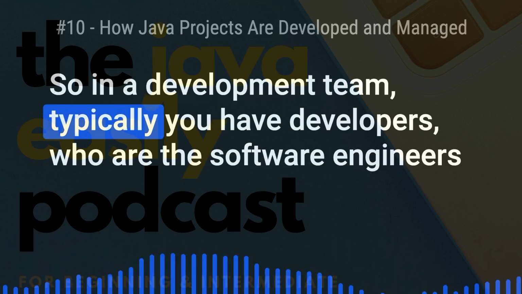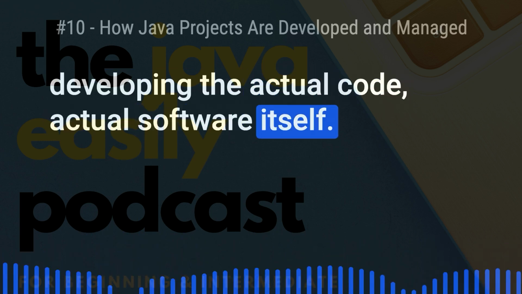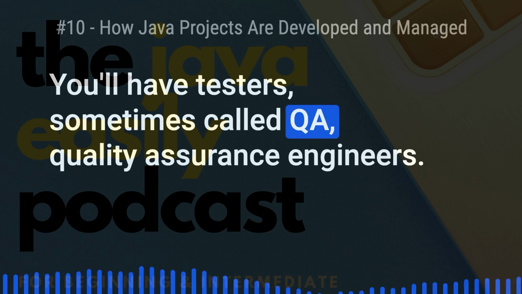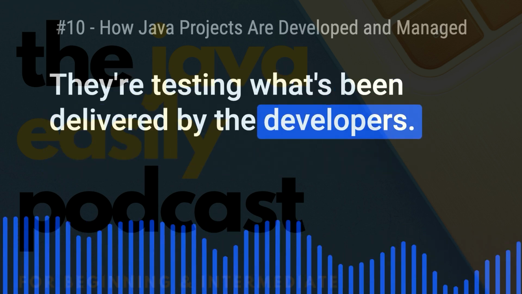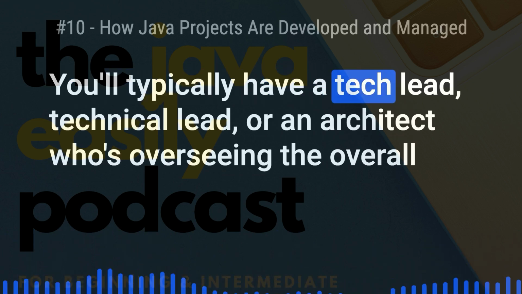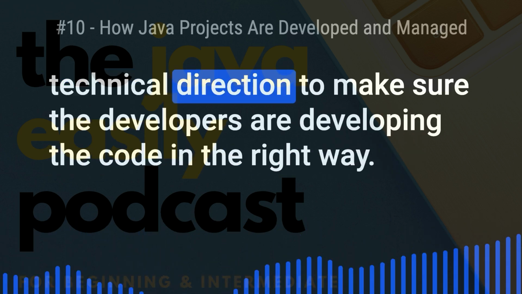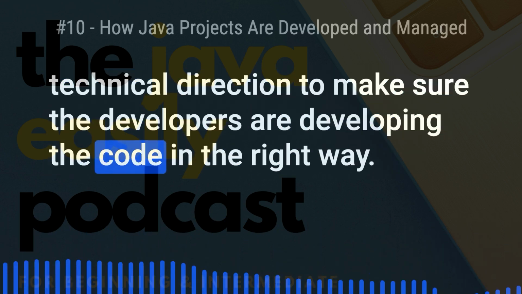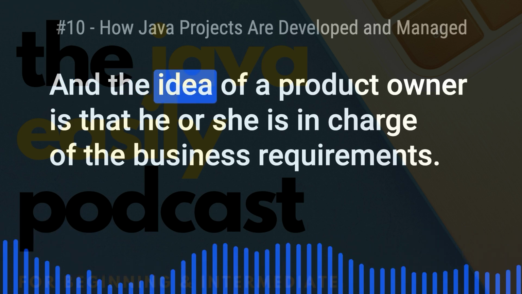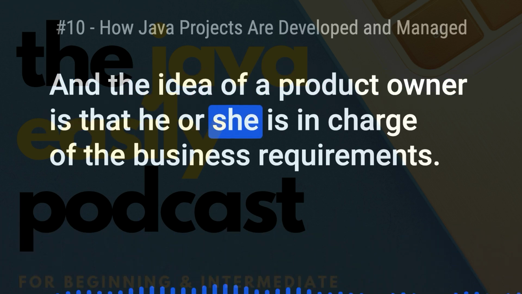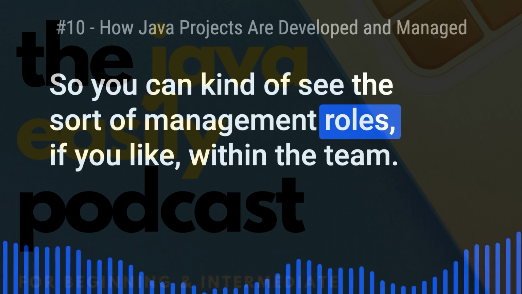So in a development team, typically you have developers, who are the software engineers developing the actual software itself. You'll have testers, sometimes called QA, quality assurance engineers. They're testing what's been delivered by the developers. You'll typically have a technical lead or an architect who's overseeing the overall technical direction to make sure the developers are developing the code in the right way. And then above all this, you'll have a product owner. And the idea of a product owner is that he or she is in charge of the business requirements. So you can see the management roles, if you like, within the team.